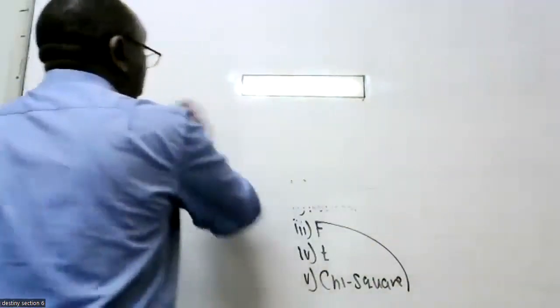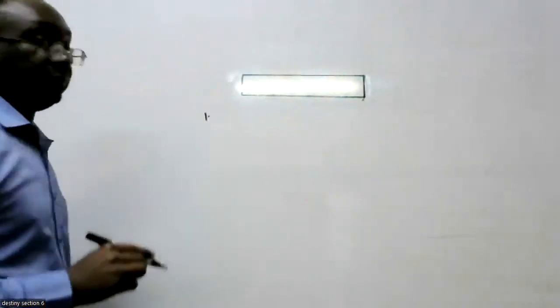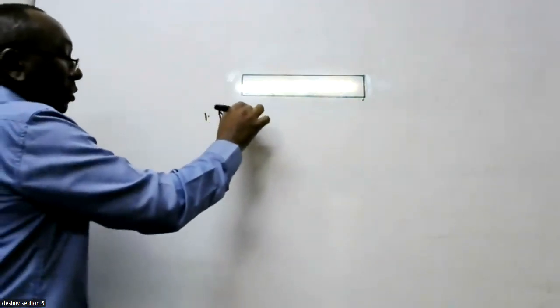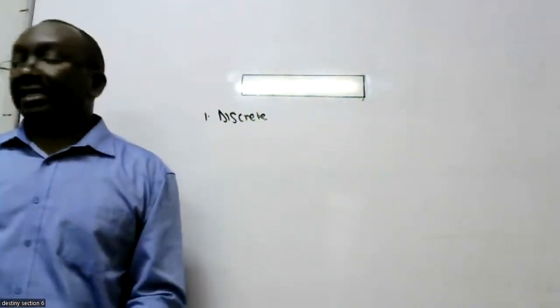Binomial probability distribution. And write that this is used where the following properties or characteristics exist. One, the experiment relates to a discrete variable.